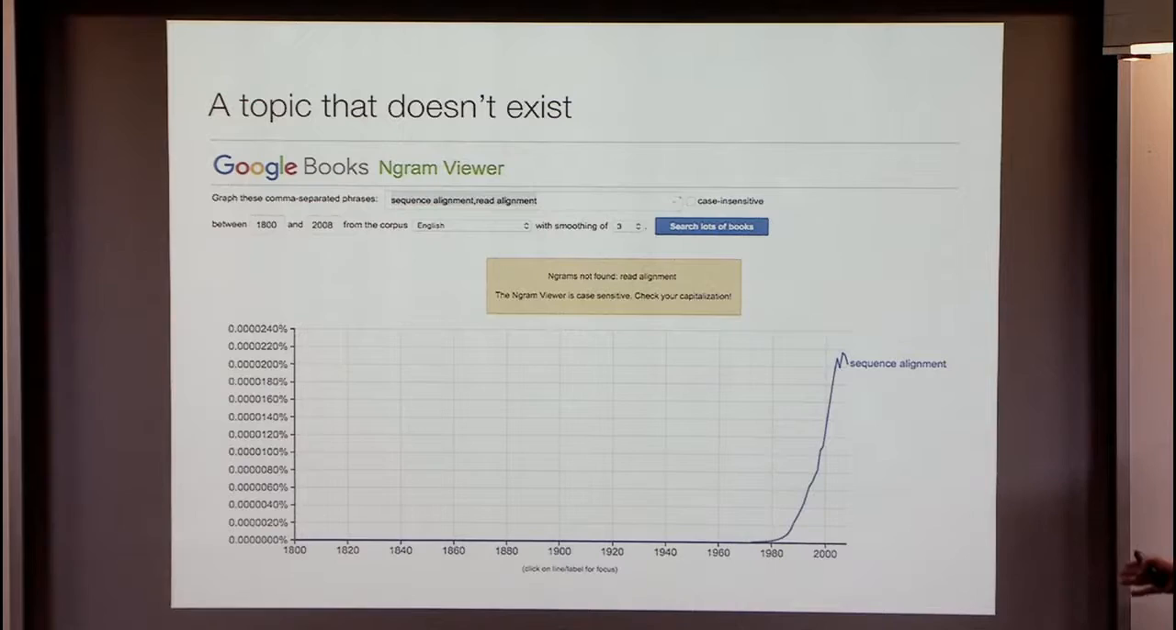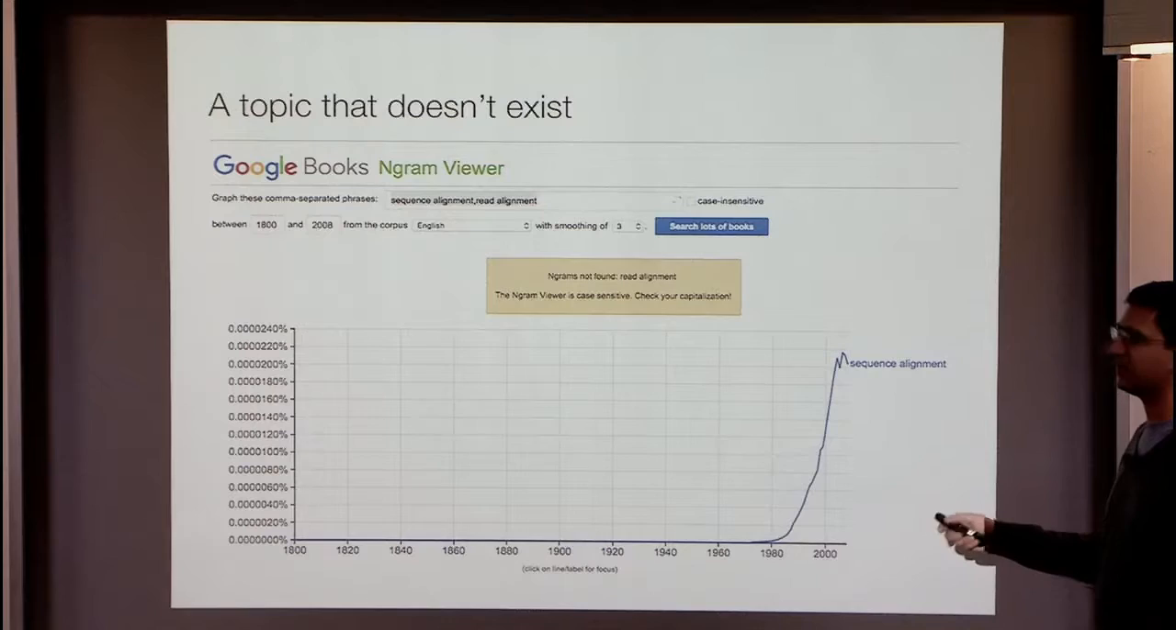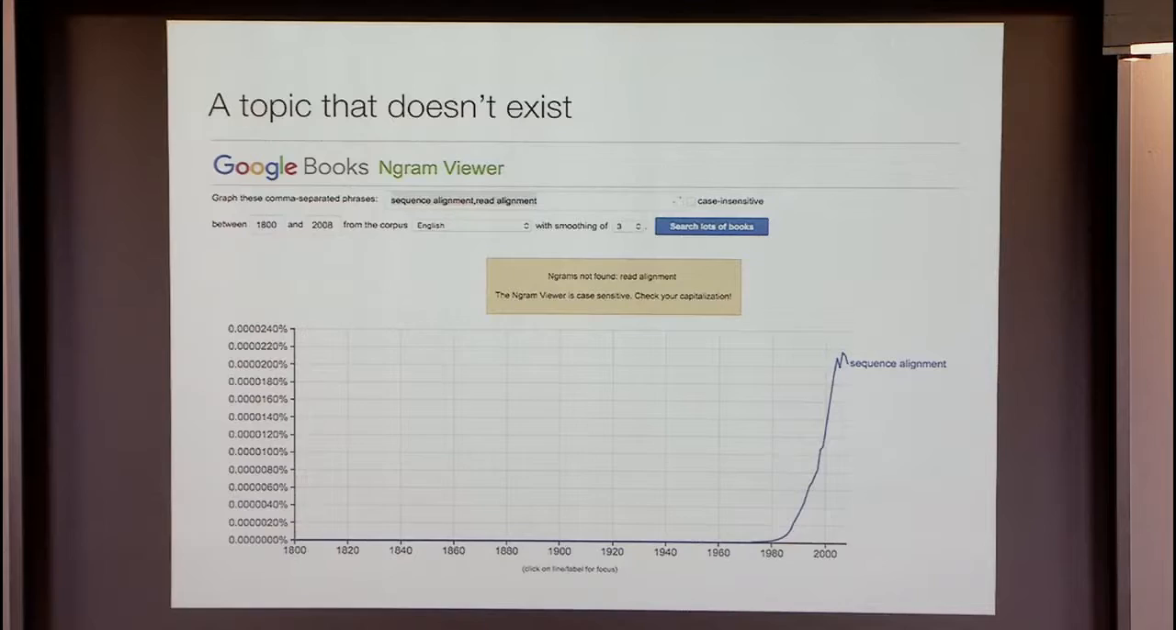So I tried to move this up to 2000, but this ends at 2008. So I thought, okay, maybe it's that. All right. Yes? Does that cover journals and so on, or just really books? This covers books. Yeah, that's what I thought.